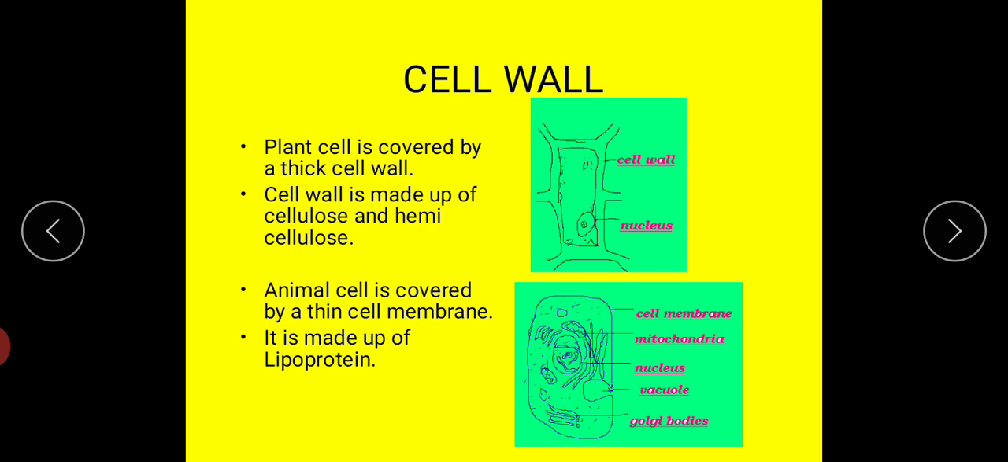Whereas the animal cell has only one single covering, that is the cell membrane. The plant cell has both cell wall and cell membrane, but in the animal cell we have only the cell membrane, which is made up of lipoprotein. In the diagram you can see that the plant cell has a double layer and the animal cell has a single layer outer covering. Lipoprotein means proteins and fats. The cell membrane is made up of proteins and fats.